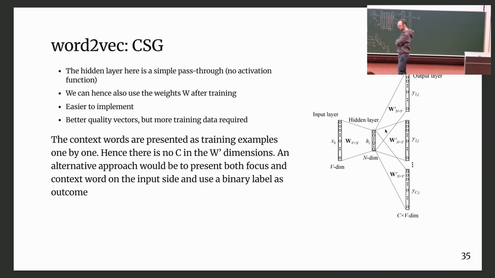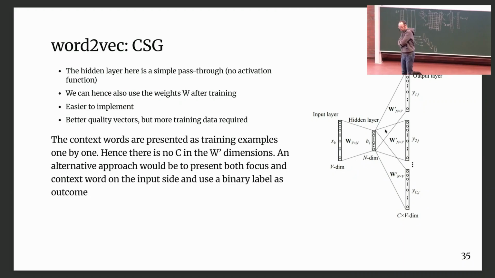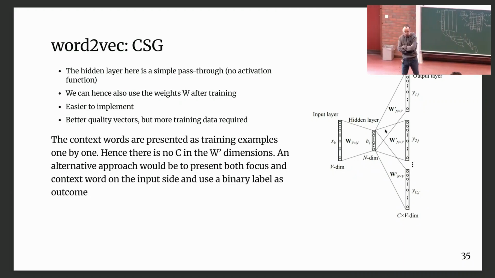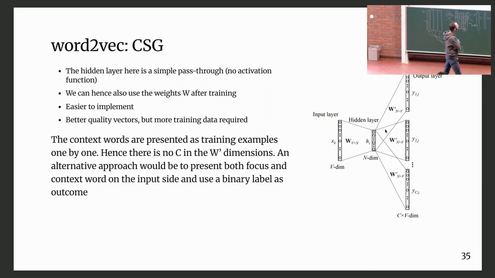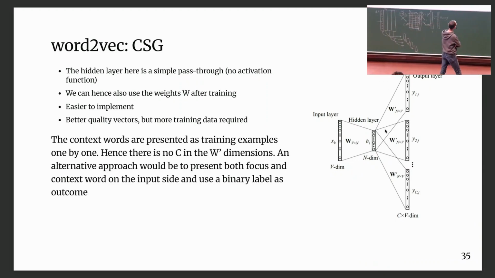Okay, so far so good. So now we have n numbers that we start from. What do we do with these n numbers? Well, I need to have another layer that predicts the context from there.